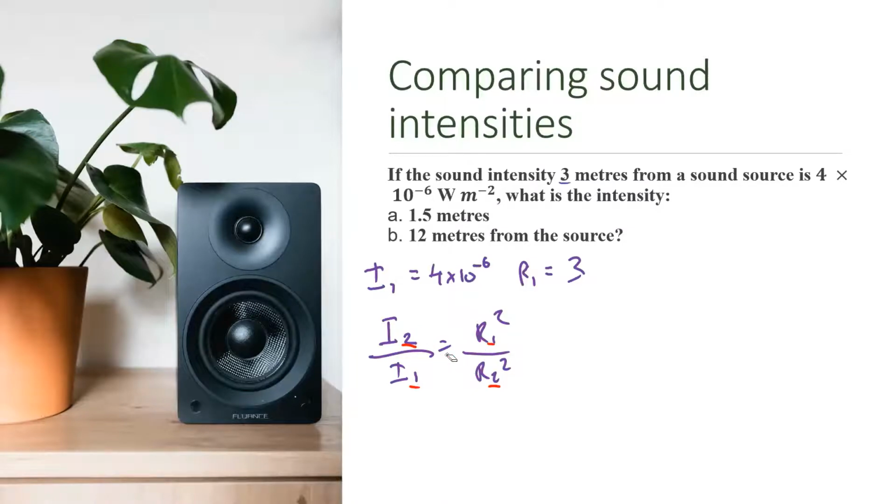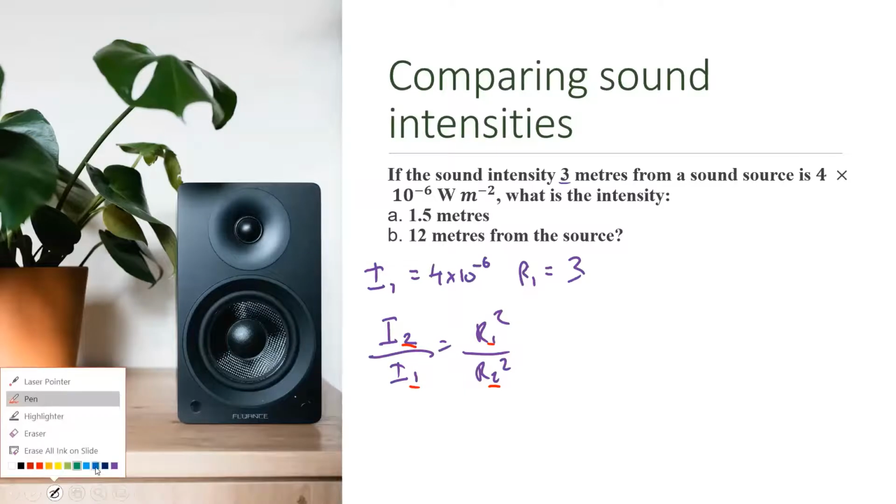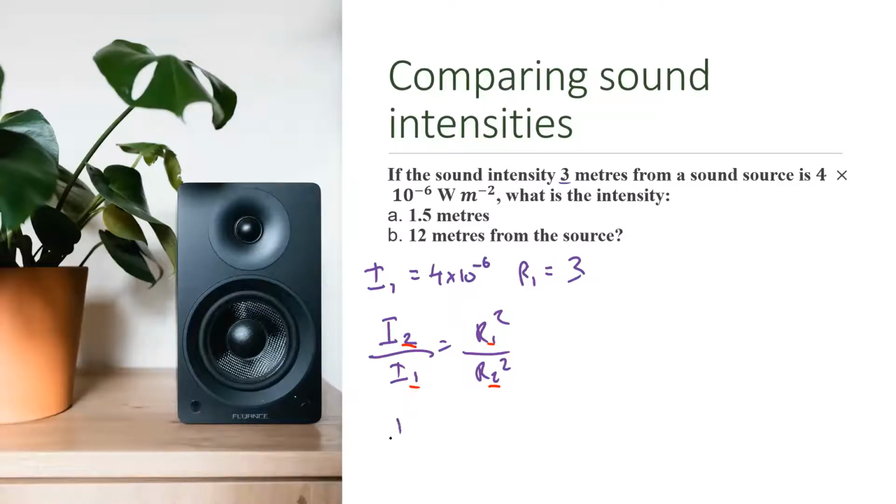So now let's put in some values. For I2, we don't know what the intensity is, but we do know what I1 is, 4 times 10 to the negative 6. We know that R1 is 3 squared, and we know that R2 is 1.5 squared. That means that I2 is going to be 3 squared over 1.5 squared times 4 times 10 to the negative 6. If I put that all in my calculator, I expect it to be louder.